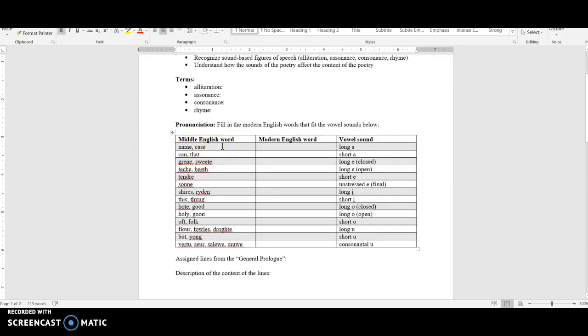So in Middle English, all of the vowels are sort of like Romance language vowels, so like French, Spanish, and Italian. So instead of A, E, I, O, U, it's more like A, E, O, U.